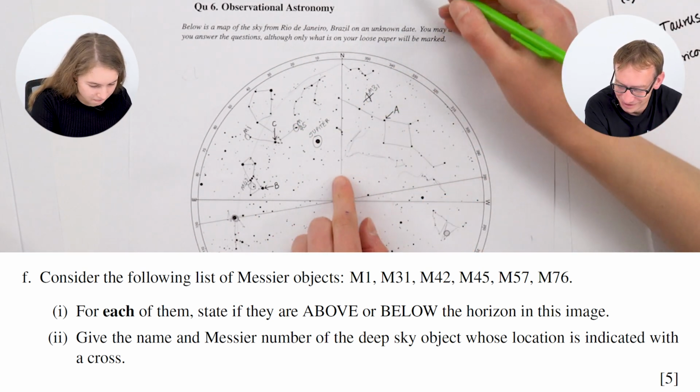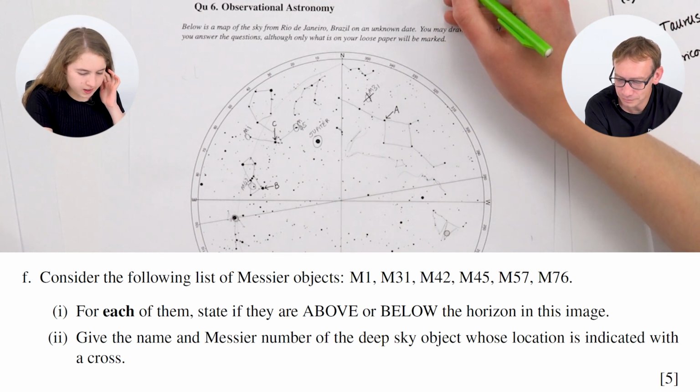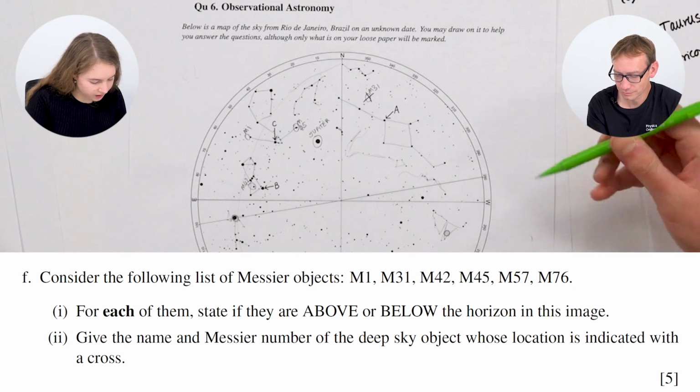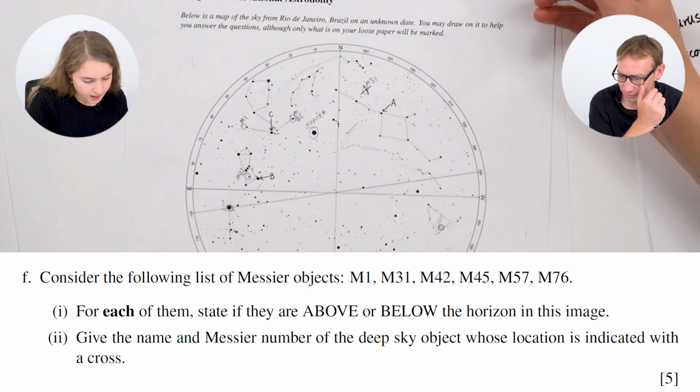And then M57, that's the Ring Nebula, and that's in the constellation Lyra. But I can't really see Lyra here. So, okay, maybe that one's below the horizon.